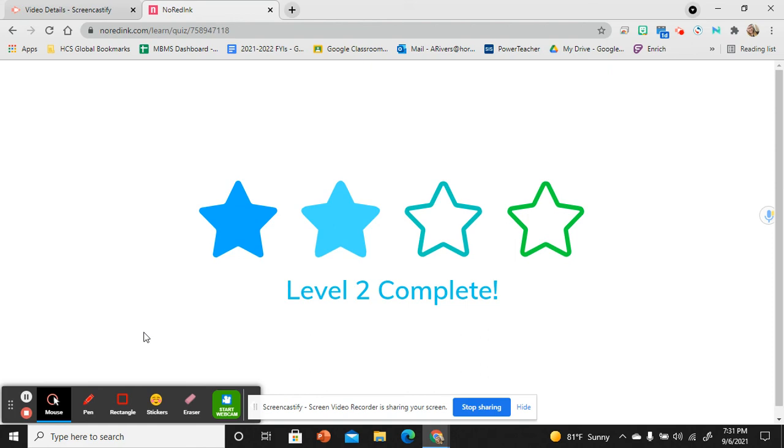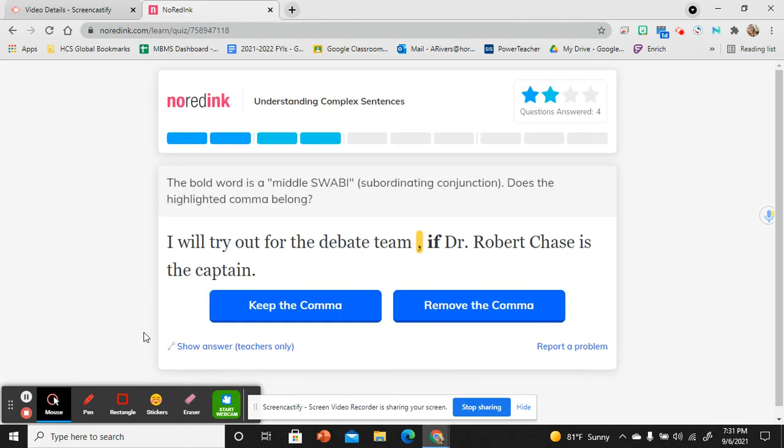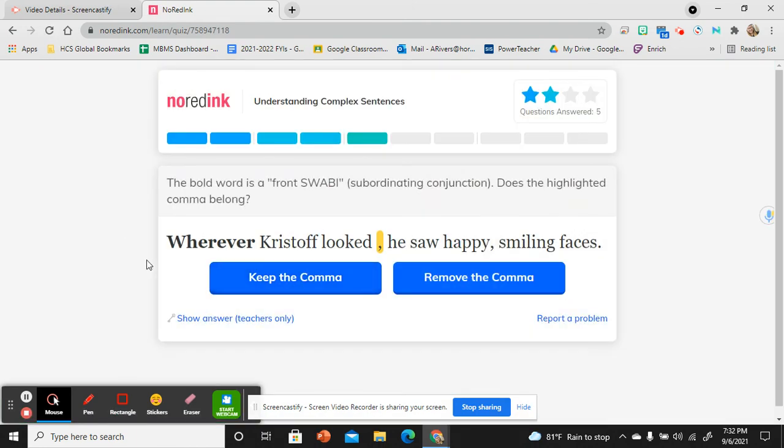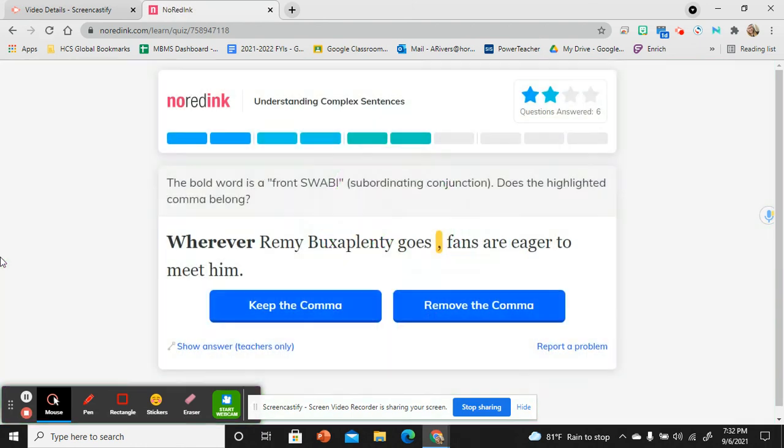And essentially for this section, NoRedInk isn't going to try to trick you. Oh, is this comma in the right place? Yes or no. They're just going to ask you, do we need a comma? Yes or no. If the SWABI comes at the beginning of the sentence, you need a comma. If the SWABI comes in the middle of the sentence, you do not need a comma. So if you notice the SWABI's in the middle of the sentence, I don't need it. For this question, the SWABI is at the beginning of the sentence, so I'm going to need it. And that's just a little trick to help you through this section, but please make sure you're understanding why.